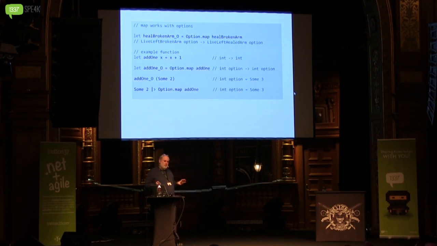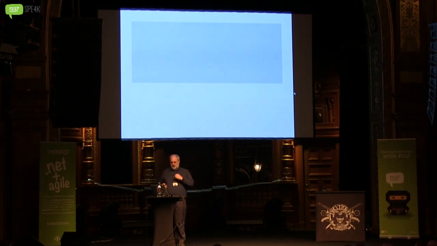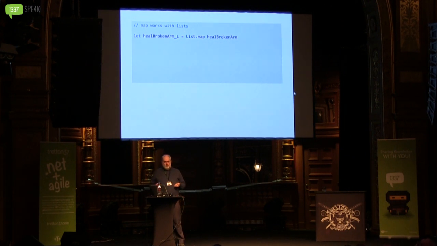I'll put the slides up afterwards, by the way, because I know I'm whizzing through them, and you probably want to have a chance to look at this code. And here's a version of list map. So list has a map as well. And if you're using C#, that's the equivalent of select. Right, so map in functional programming is the same as select in LINQ.